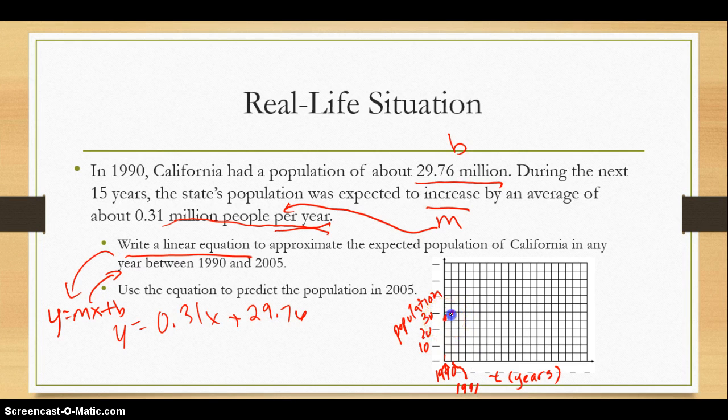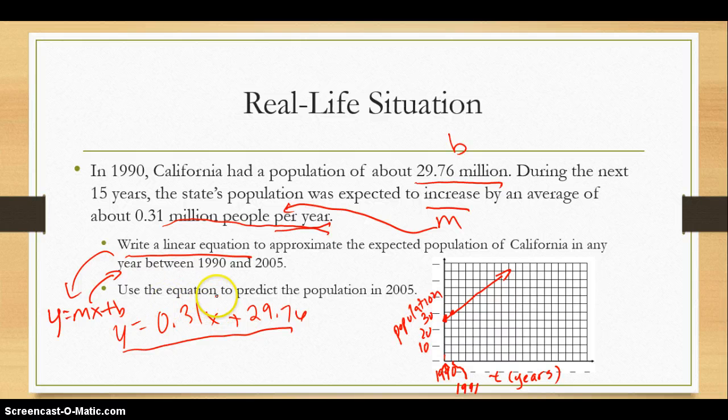So our line is going in this direction. It is increasing right here. And again, it's a ray. Remember the population, we're not talking about negative years here. So it's just in quadrant 1. So here is our information. It increases at a rate of 0.31. And we know that we started in 1990 with the population being 29.76 million.